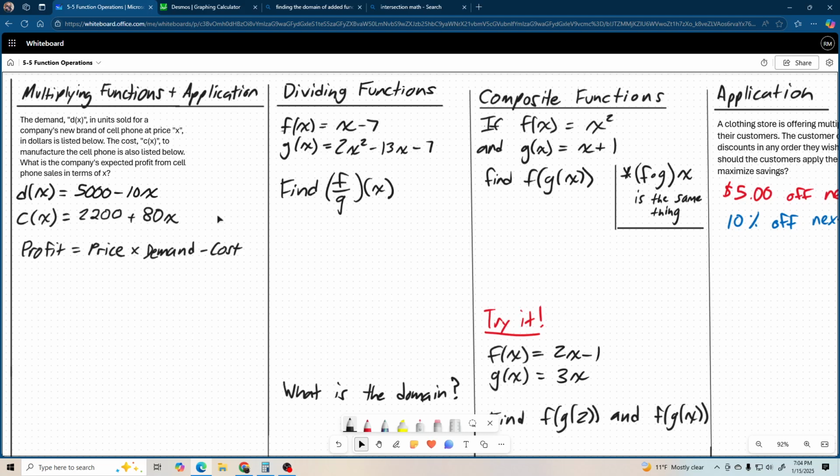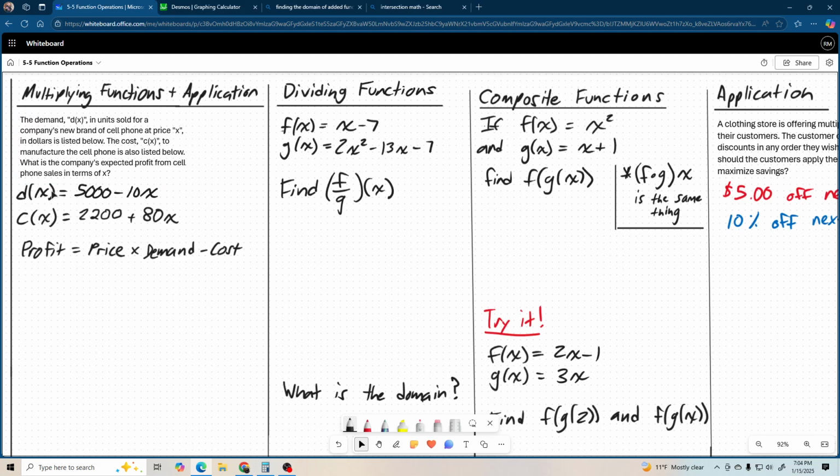All right, so the demand that we're calling D of X in units sold for a company's new brand of cell phone at price X in dollars is listed below. The cost, C of X, to manufacture the cell phone is also listed below. What is the company's expected profit from cell phone sales in terms of X?